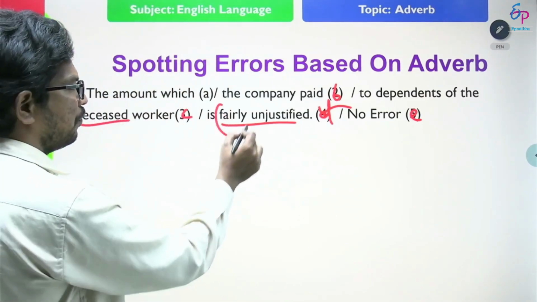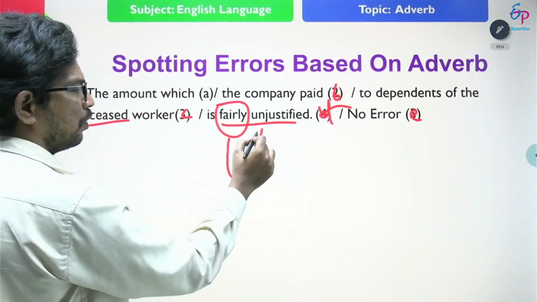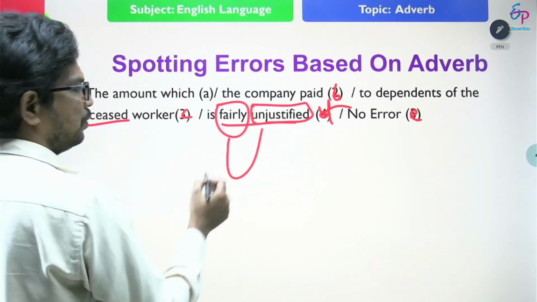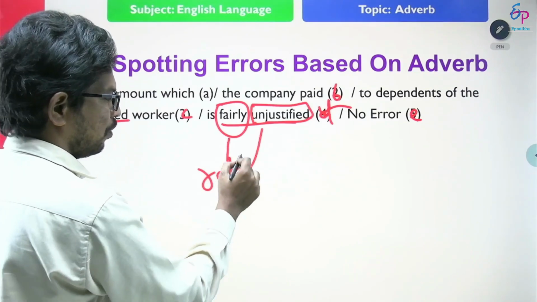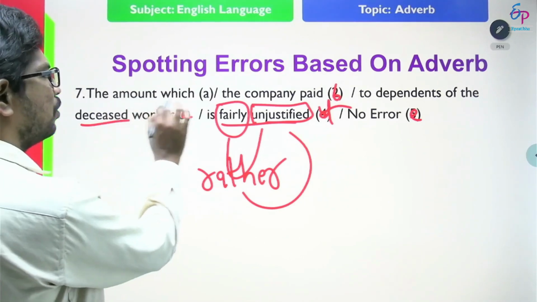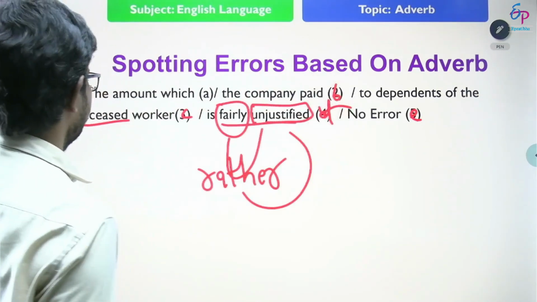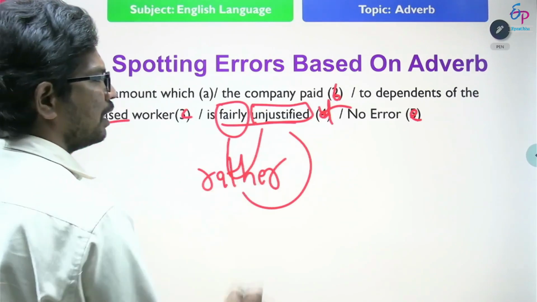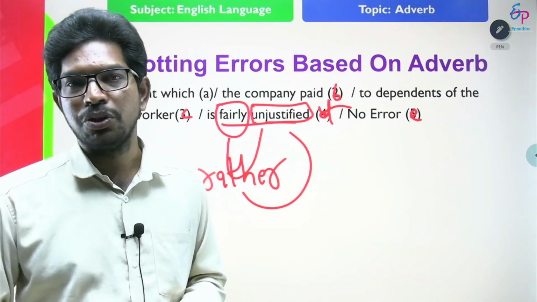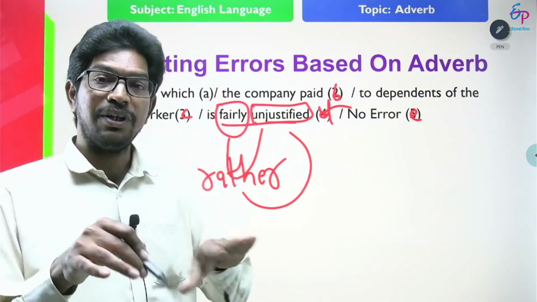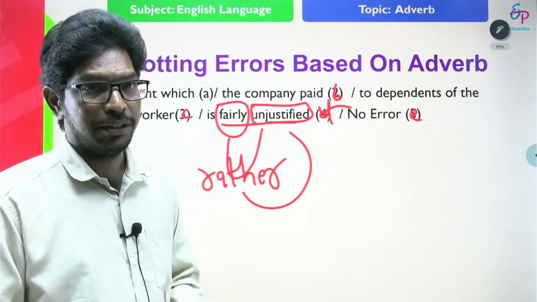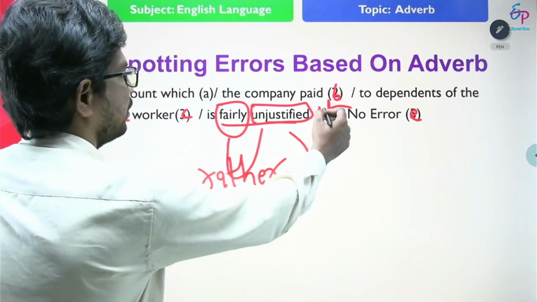The word fairly cannot be used before an unpleasant adjective. What is the unpleasant adjective here? Unjustified. We use rather before unpleasant adjectives. Rather unjustified is correct. The amount which the company paid to the dependents of the deceased worker is rather unjustified is correct. We use fairly before pleasant adjectives, like fairly justified. The word unjustified is an unpleasant adjective, right? So we use rather. Error is at D.